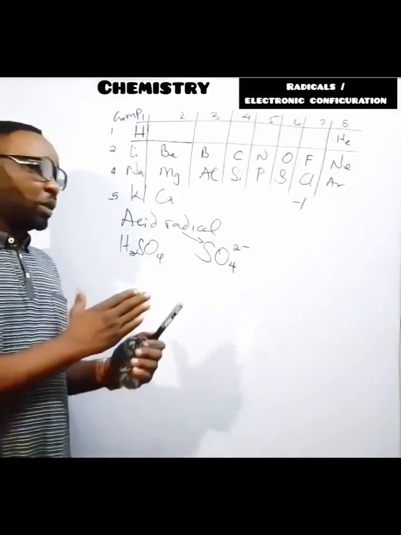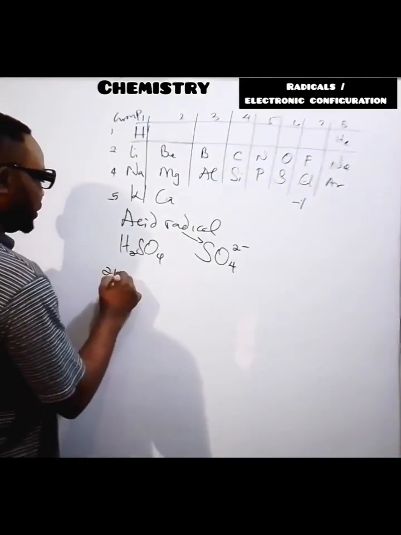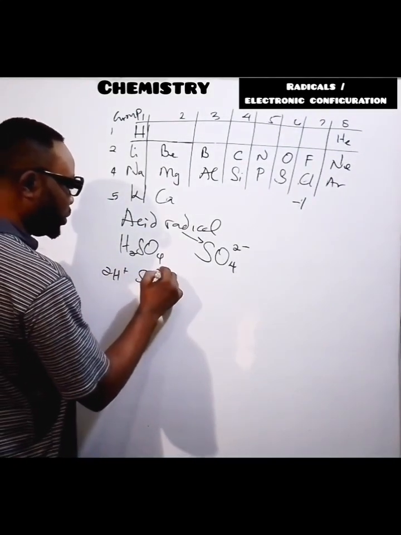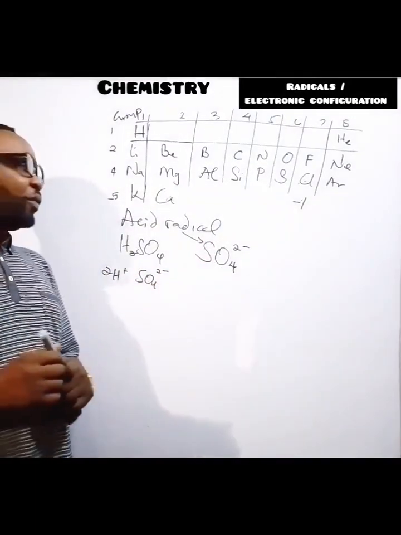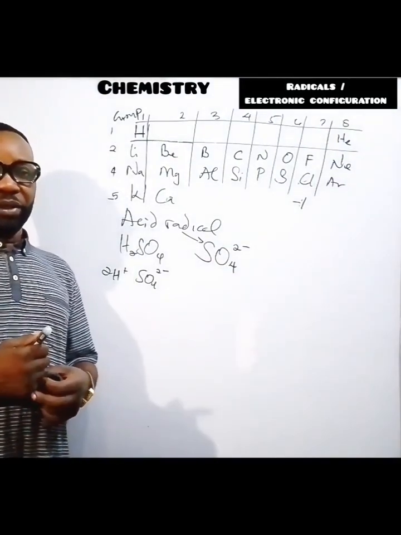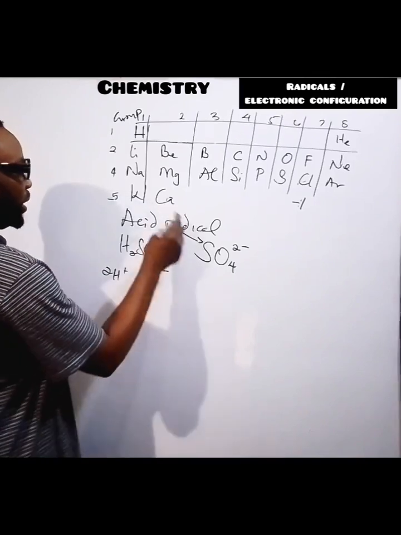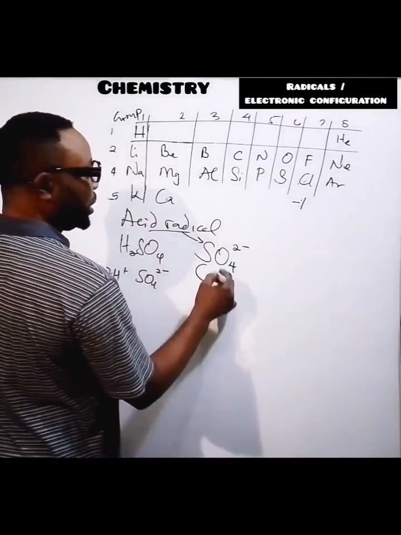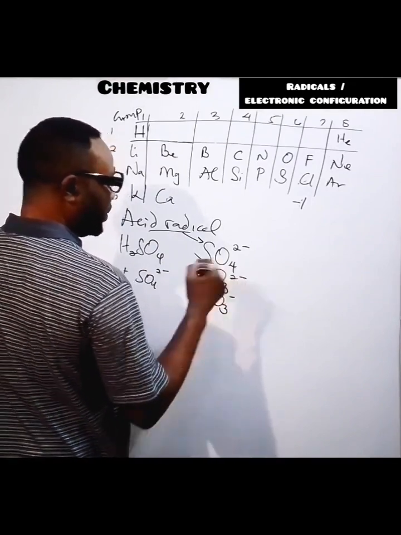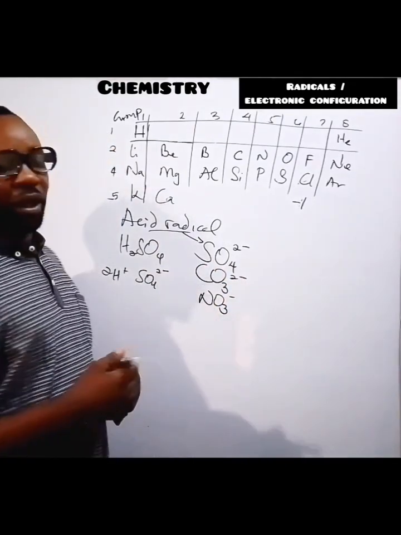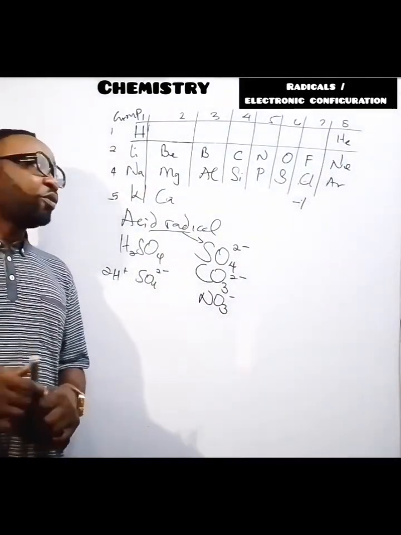In that sense, it shows that this particular acid can be split into positive and negative ions, where we have 2H+ and SO4 2-. The number of hydrogens here will determine the number of charges on the radicals as well. So we also have another example of acidic radicals, which can be CO3 2-, NO3-. This one is gotten from HNO3. Now you can see that only one hydrogen is being removed from that.